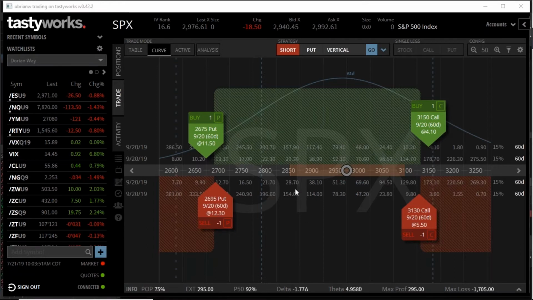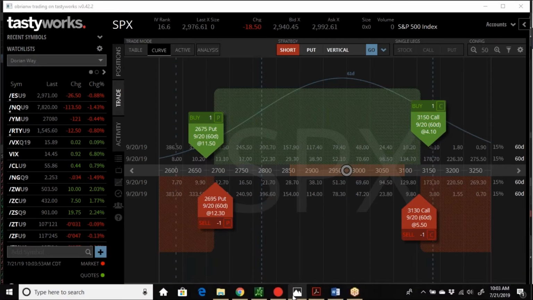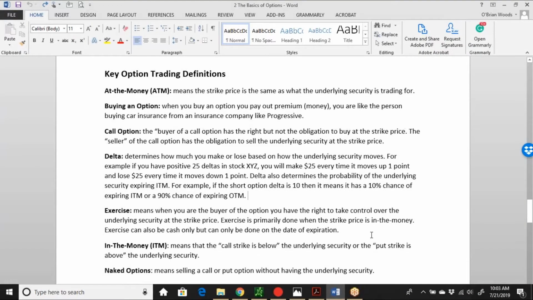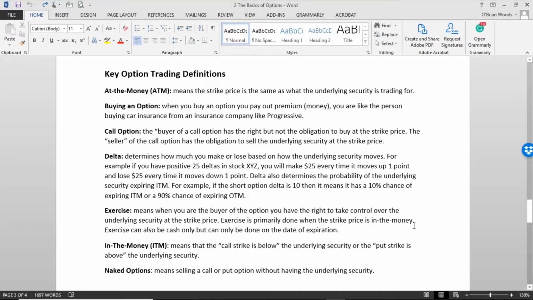Now let's jump into some definitions that I believe are very, very important to understand the basics of options trading. Once again, this is repetitive, just so you can understand the different things about trading options. Once you get these key definitions down and understand how to work the option chain, then you have a solid foundation to build on to be able to learn how to trade options successfully.